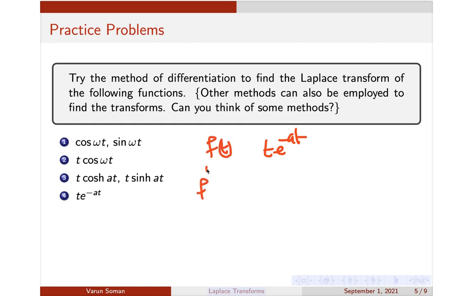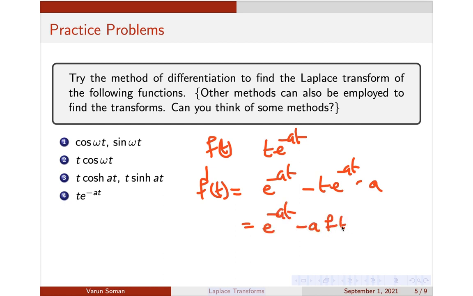So suppose I need to find it, I'll write f dash of t. What is f dash of t? f dash of t is nothing but e raised to minus at minus t e raised to minus at into a, plus t e raised to minus at into minus a, or you will get this as e raised to minus at minus a into f of t.